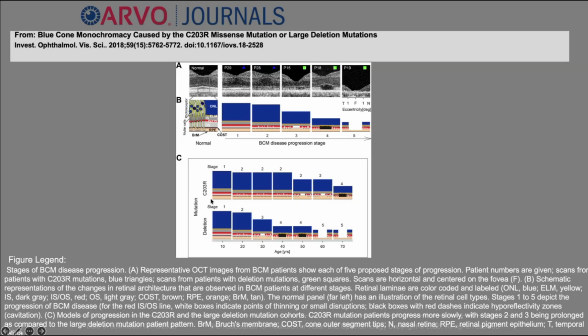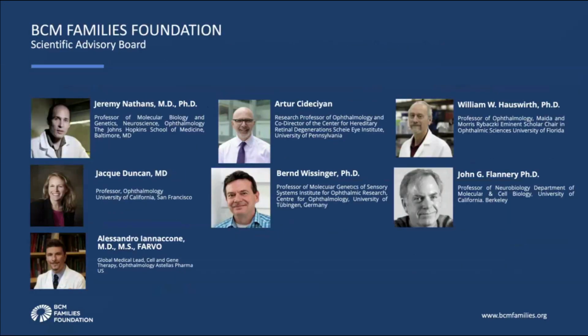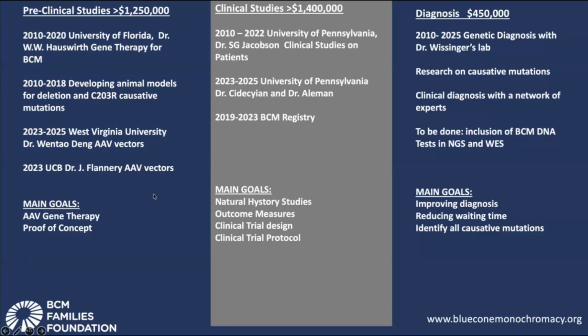You see that in the first, second, third, and fourth decades, there is a possibility to make gene therapy for those people because photoreceptors are still there. Then there is a degeneration. So we participated in the clinical trial. I would like to show this one.